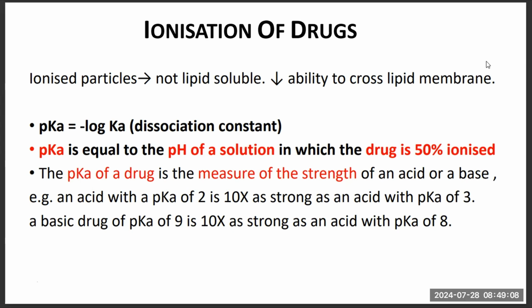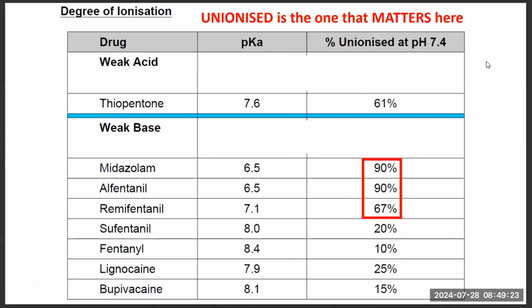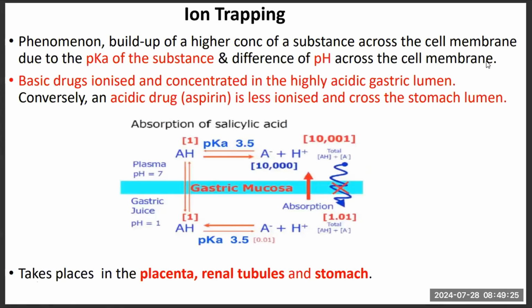So when he asks you about ionization, first thing, you have to know what is pKa. If you know the standard, ionized cannot cross. So this, and then you know this. Oh, this is very important understanding. And you go for ion trapping, and give examples. So as you give examples of ion trapping, where? Okay, some examples of ion trapping.